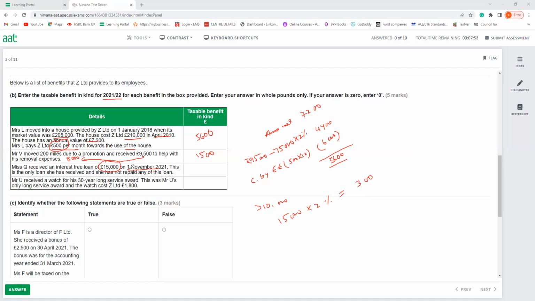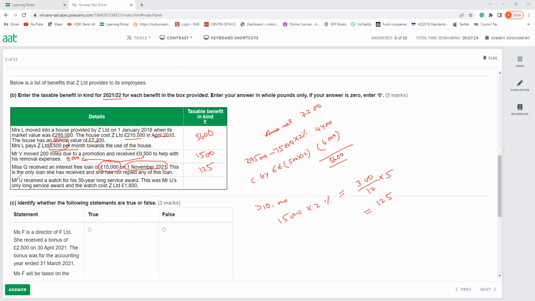But she received the loan in November. So November to March: November, December, January, February, March, 5 months. So I have to divide by 12 times by 5. So 300 divided by 12 times by 5, and that gives us 125. So this is my taxable benefit for that.